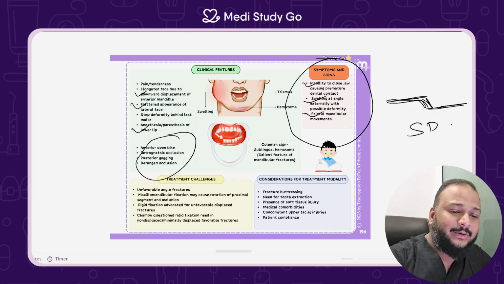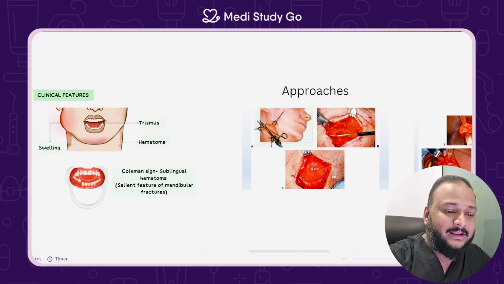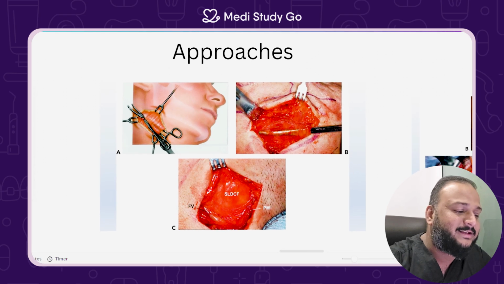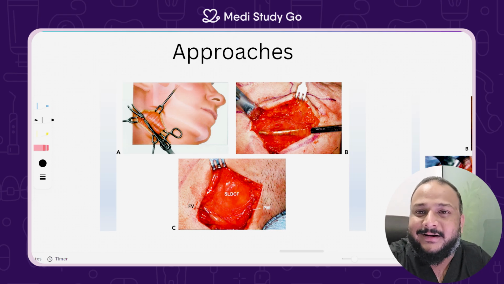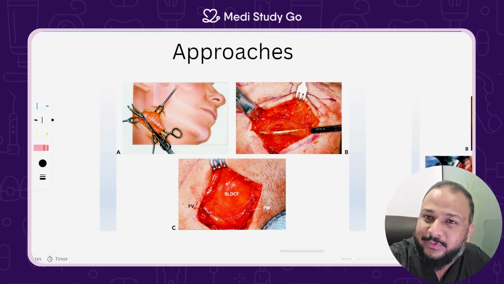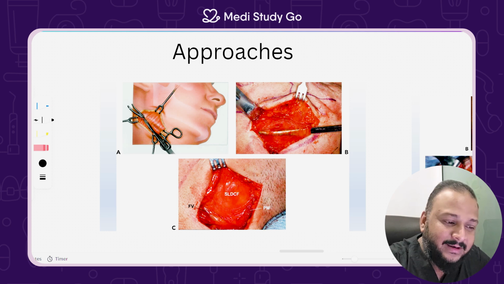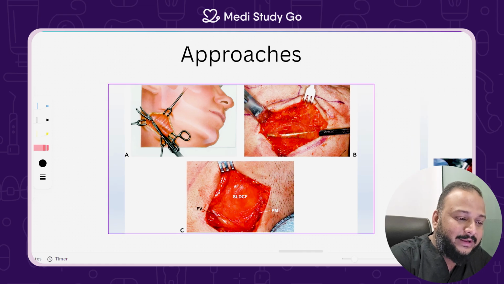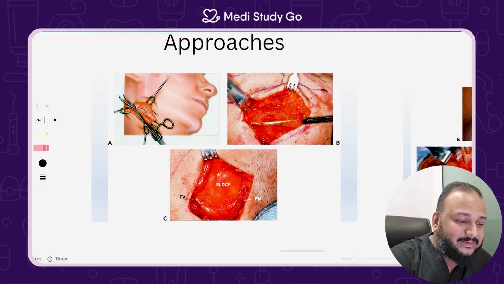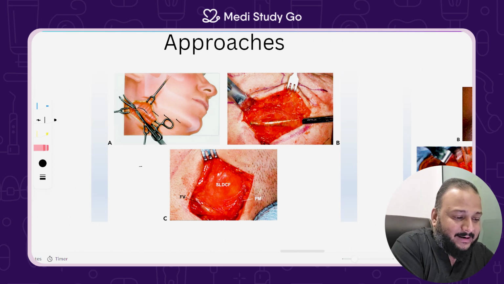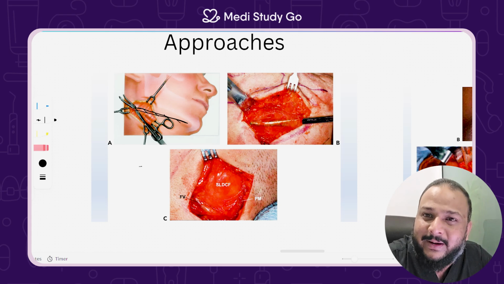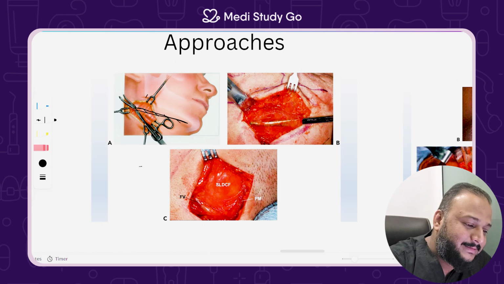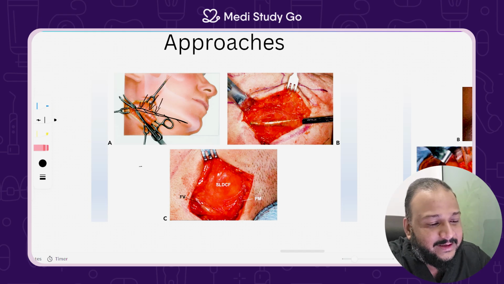Alright, so coming to the main part, that is the approaches. Alright, please have a look at this particular approach over here. This approach that we have shown, this is called a Risdon approach or a submandibular approach. Alright, this approach is taken in the shadow of the mandible. This area over here just below the inferior border, this area is called the shadow of the mandible. Alright, this is where in the angle area, after palpating the masseter, you take an incision 1 centimeter inferior to the inferior border of the mandible.